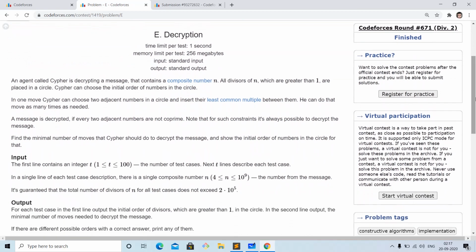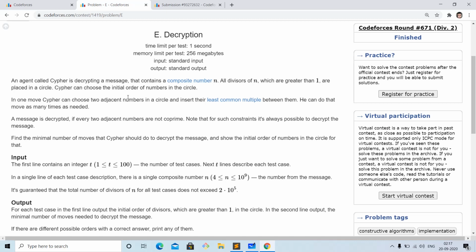Hello everyone, in this video I'm going to explain problem E, Decryption of the Code Forces Round 671 Div 2. The problem is that we are given a composite number n, and we have to put all the divisors of n greater than 1 in a circle, and we can choose the order of the numbers in the circle ourselves.